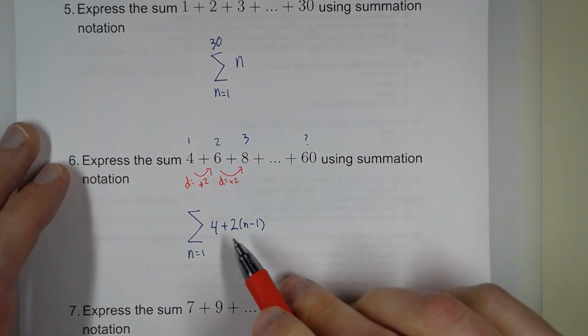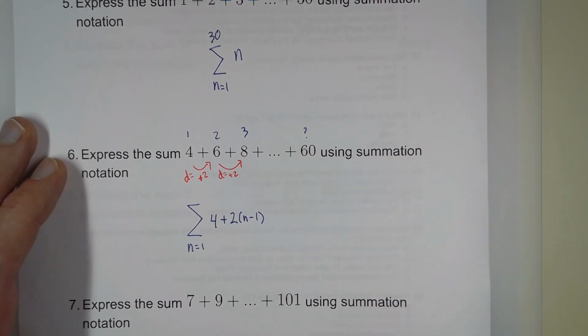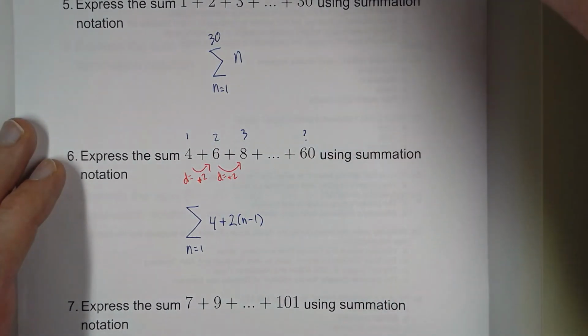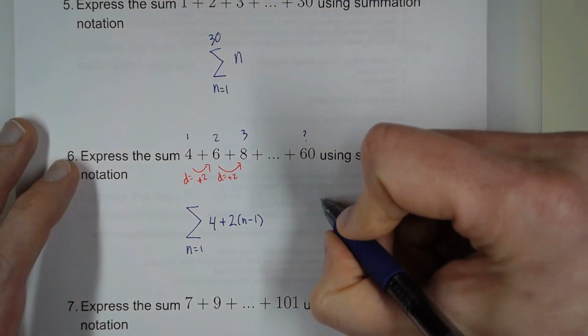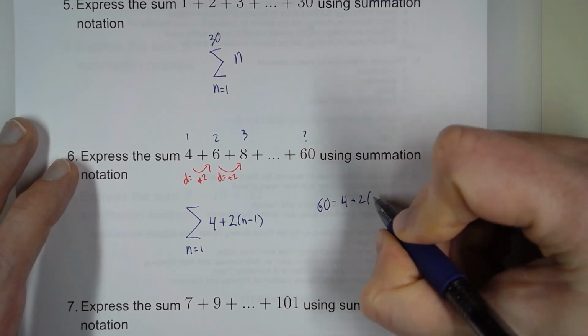And that's what we do anytime we have an arithmetic sequence. We just put in the formula for the nth term. But how do we figure out which term this is? Well, we set that equal to the formula for the nth term.